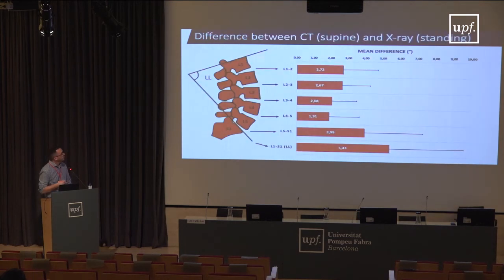And we calculated, for example, based on 50 patients, this difference in the lordosis angles between the segments and the total lordosis. The mean difference in the total lumbar lordosis between standing and prone position was more than 5 degrees. And it can mean a lot in biomechanics.